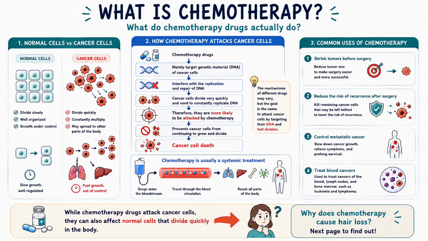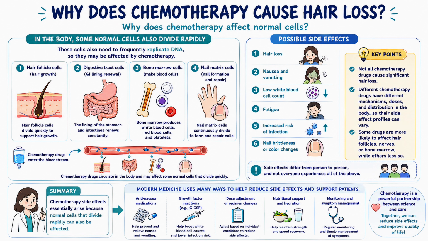Unlike surgery, which is a local treatment, chemotherapy is a systemic treatment. The drug travels throughout the body via the bloodstream. This allows chemotherapy to reach cancer cells that have spread to different organs. Chemotherapy is also commonly used to treat blood cancers, such as lymphoma and leukemia, because this disease affects the body more broadly rather than forming a single tumor that can simply be removed.